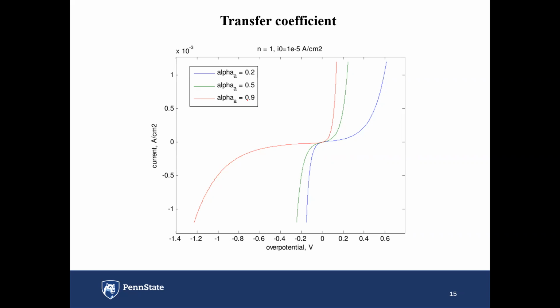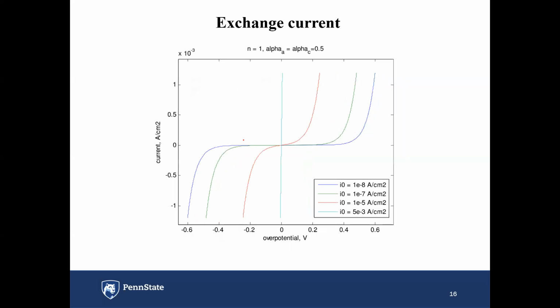And on the other side, if alpha is very, very large, that means the oxidation reaction, the forward reaction, is super fast. On the other side, the reduction reaction, the backward reaction, is very, very slow. So alpha tells us the reaction symmetry. That is a very important parameter we should know for the electron transfer kinetics.